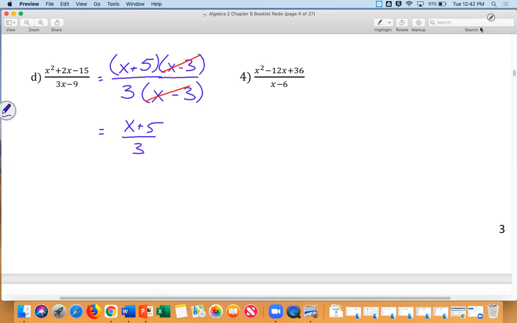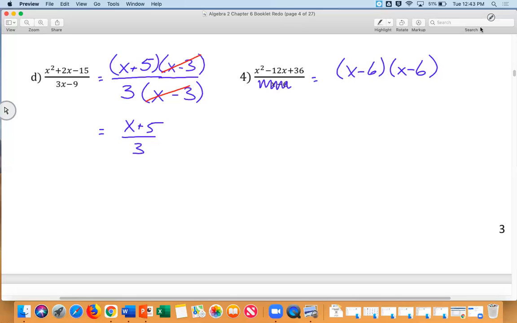So why didn't you bring the 5 here? What five? Oh. What's that, Cody? Cody, what are the factors of 36 that add up to negative 12? Negative 6 and negative 6. So I'm just going to focus on the top, okay? You just factored the top one. You just said the top factors to x minus 6 times x minus 6, right? Because negative 6 plus negative 6 adds up to negative 12.